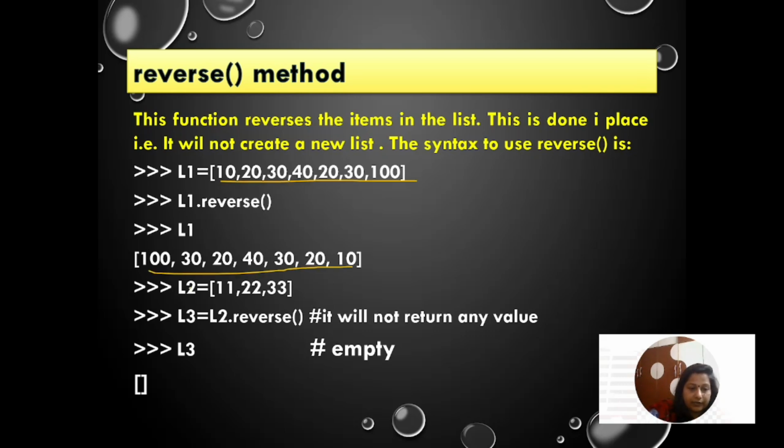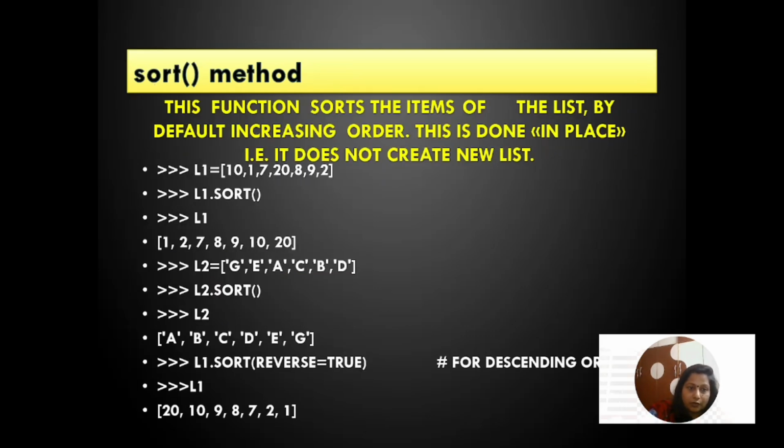And when you try to reverse it and store it in one variable also, you can see L3 equal to L2 dot reverse of. If you try to store it and then give L3, it will give you an empty list. What is the meaning of the sort function? It is going to arrange the elements in sorting order. By default, it arranges in ascending order only. But if you want to do it in descending order, this is the command you have to use: L1 dot sort of reverse equal to True.